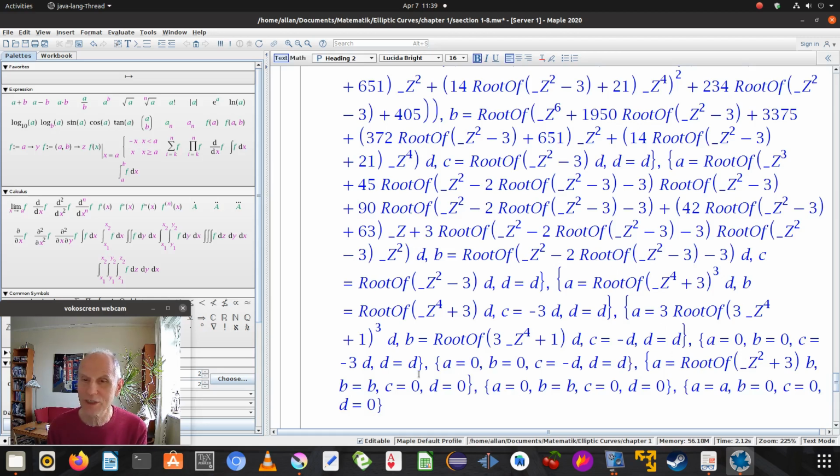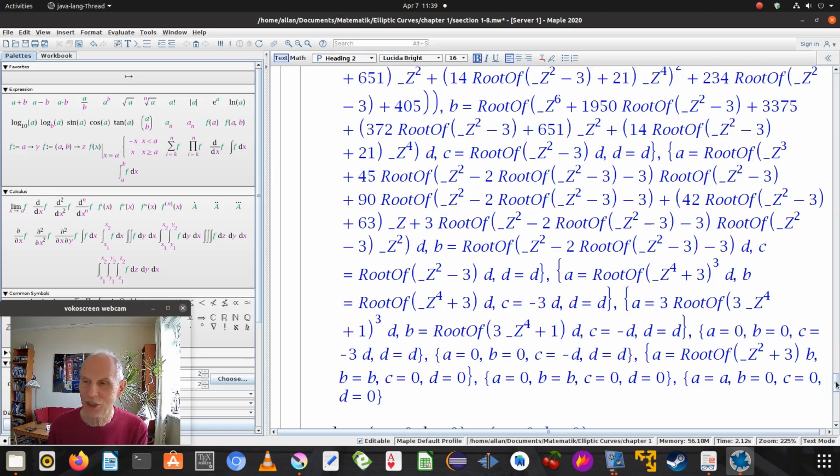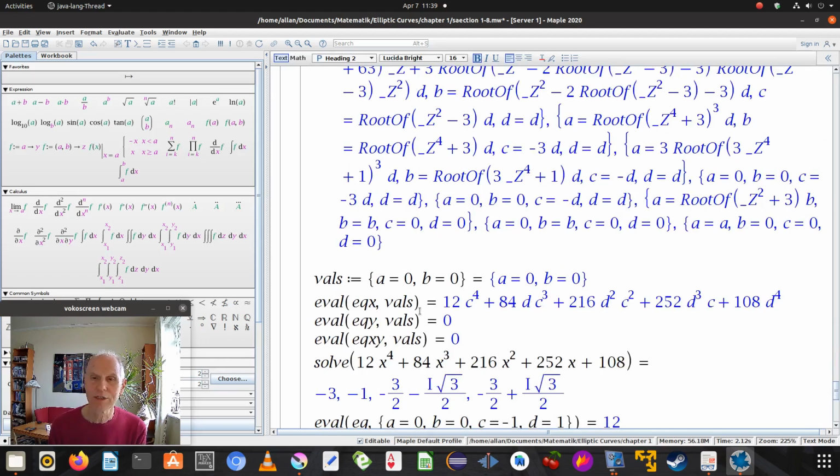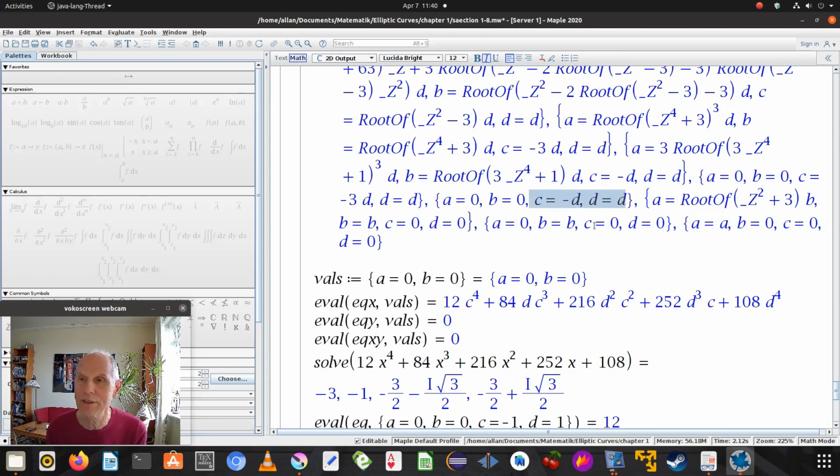AB vanishes and C equals minus 3D. AB vanishing, C equals minus D. So let's see what happens when A and B vanish. We set A and B to naught, and then the equation for x becomes this. The equations for y and xy are already zero. Good. Now this is a homogeneous polynomial in C and D, which of course explains why we get these solutions.